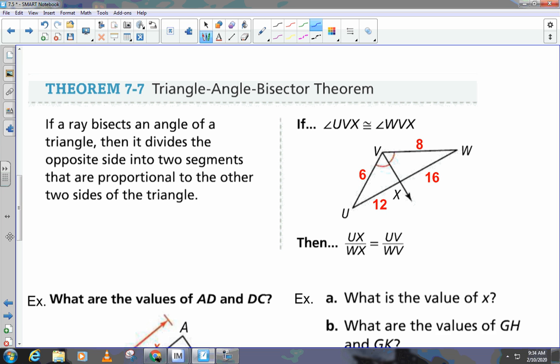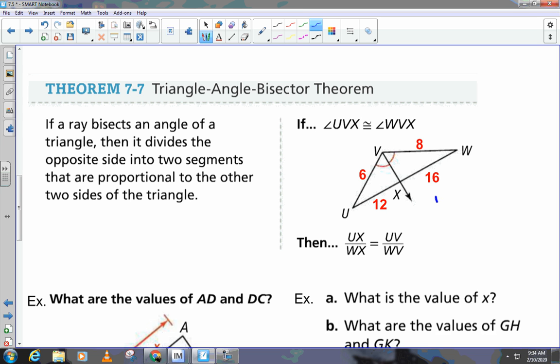Okay, so you look at your picture, and you see that you have an angle bisector, okay? Now, it's an angle bisector, but does it bisect the opposite side? No, okay? This is an angle bisector. What it does is it breaks the opposite side into a ratio that's the same as the other two sides.